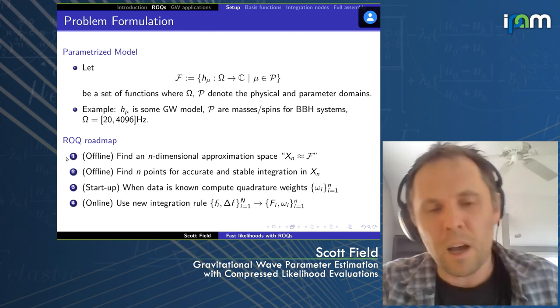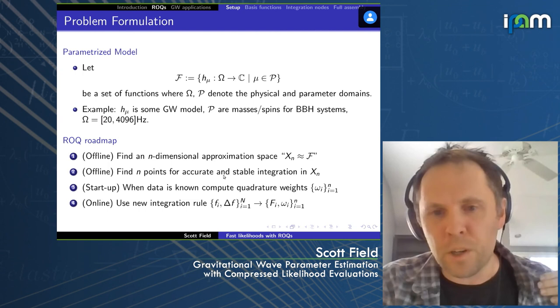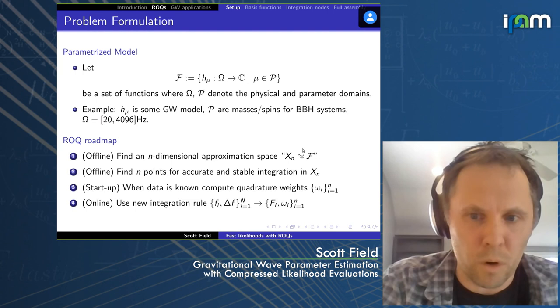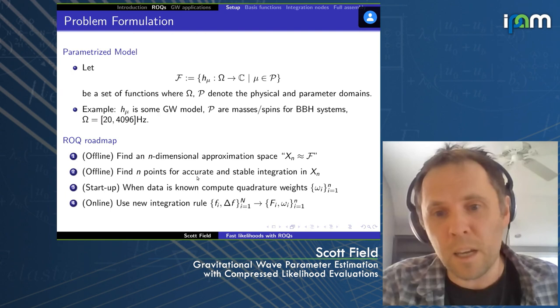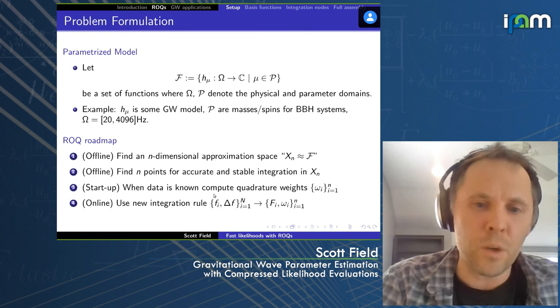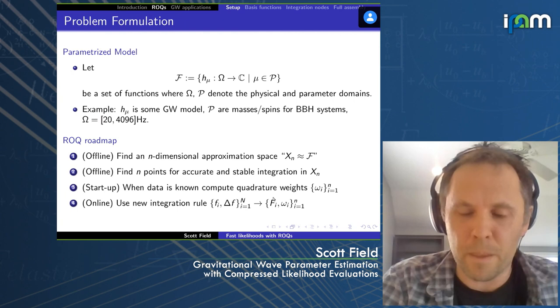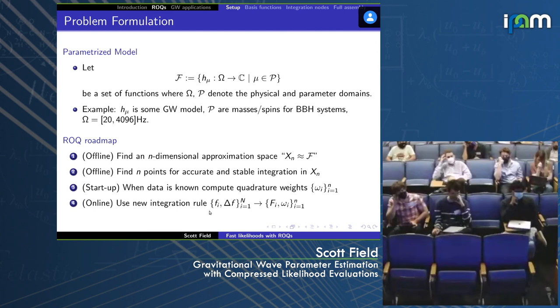The next thing we want to do is write down a way to integrate functions that live in this subspace. Once we've done these two things, that's the offline work, which is computationally intensive, but you save this information to a file. Then when some data comes in, you can compute these quadrature weights as a startup cost. Now you use the new quadrature rule, which has many, many fewer function evaluations of the model, these capital Fs, instead of the original quadrature rule that you were going to use previously. That's where the savings comes in.